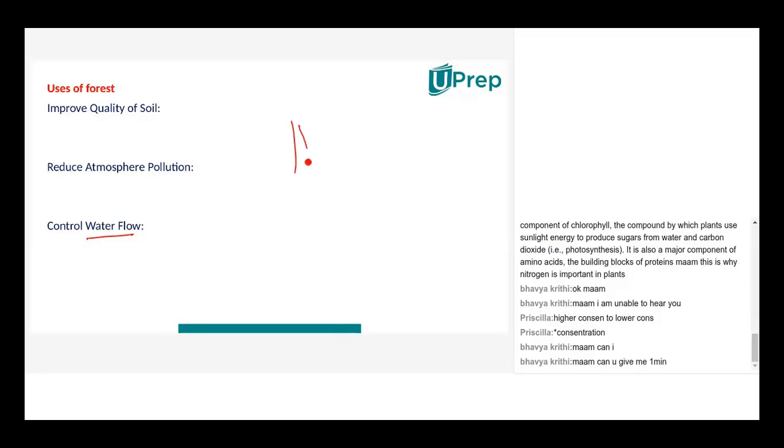Correct. Partially correct. So what happens is that in a forest, we know the upper layer is humus. Right? And what is humus formed of, Vatsala?